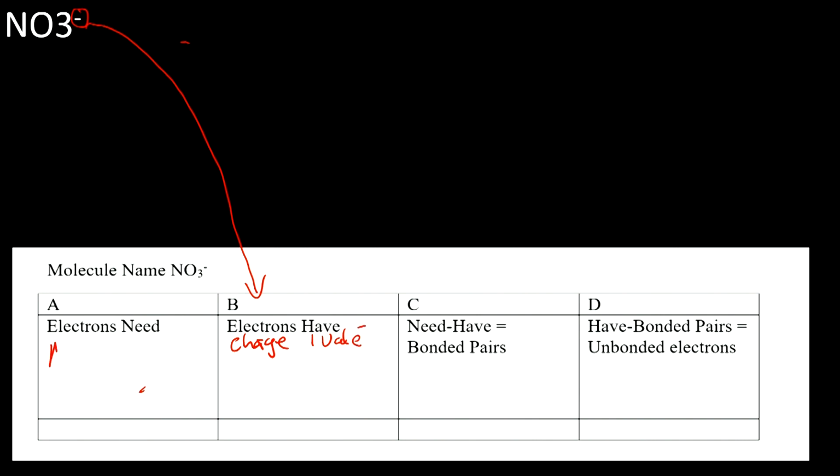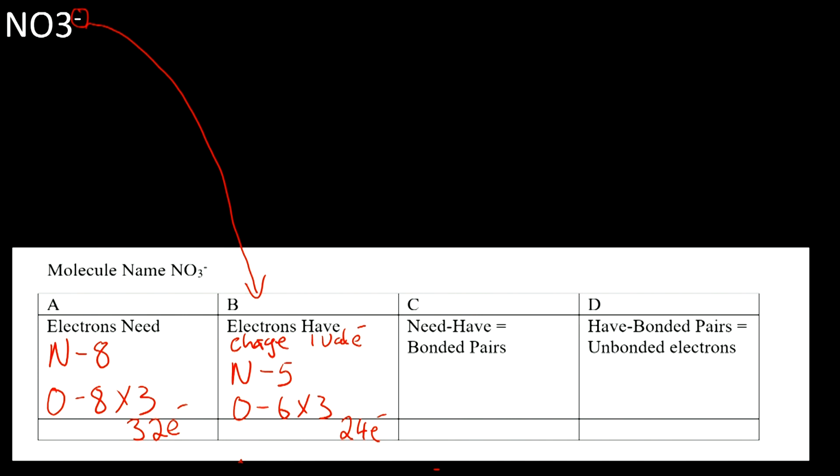So back to A, nitrogen and oxygen. Nitrogen needs to have 8. Oxygen also needs to have 8, but we have 3 atoms, so we'll times that by 3. That will give us a total of 32 electrons that are required in a molecule of NO3-, which is our nitrate ion. And then our valence electrons, nitrogen and oxygen. So nitrogen has 5, oxygen has 6, times that by 3, plus the 1 for the negatively charged polyatomic ion. So when we add that up, we get 24 valence electrons.